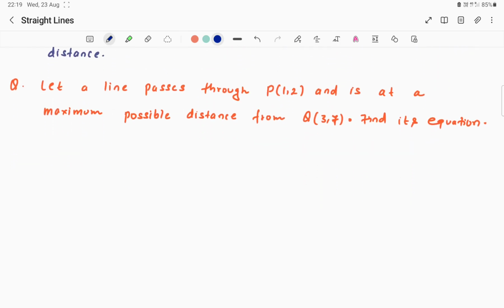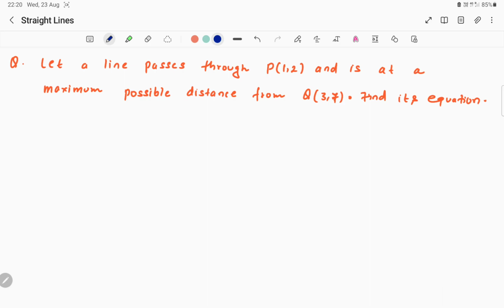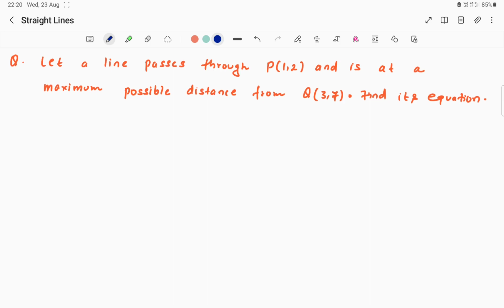So can you try a question? The question is: let a line pass through P(1, 2) and be at a maximum possible distance from Q(3, 7). You are supposed to find its equation. You can pause the video, attempt the question, and once you get an answer or don't get an answer, you can come back and refer. I'm solving it straightforward.